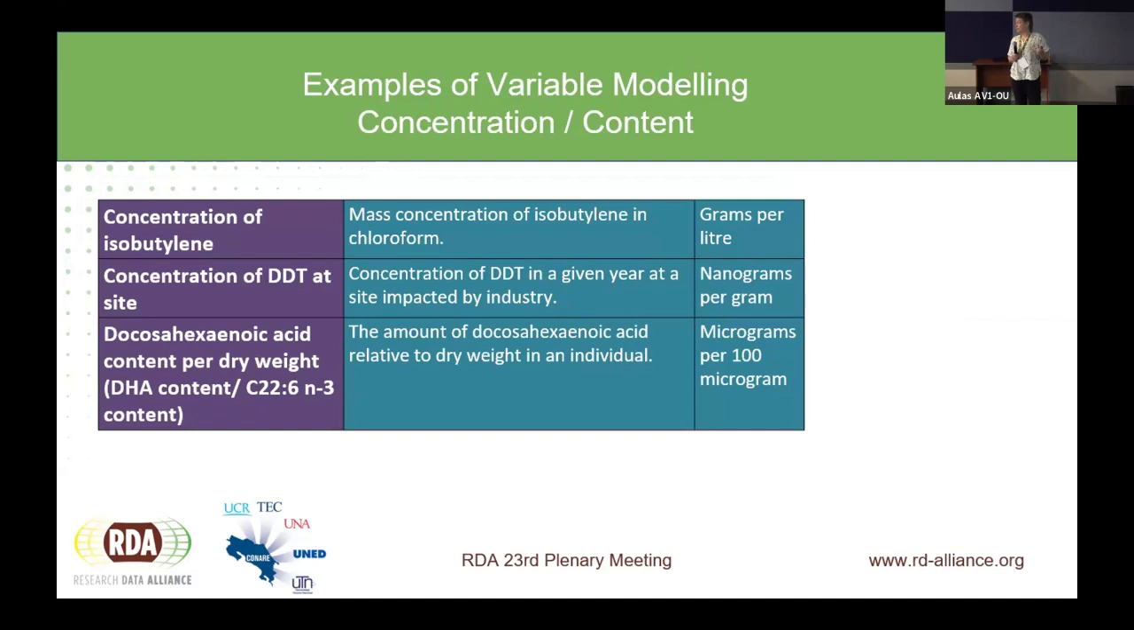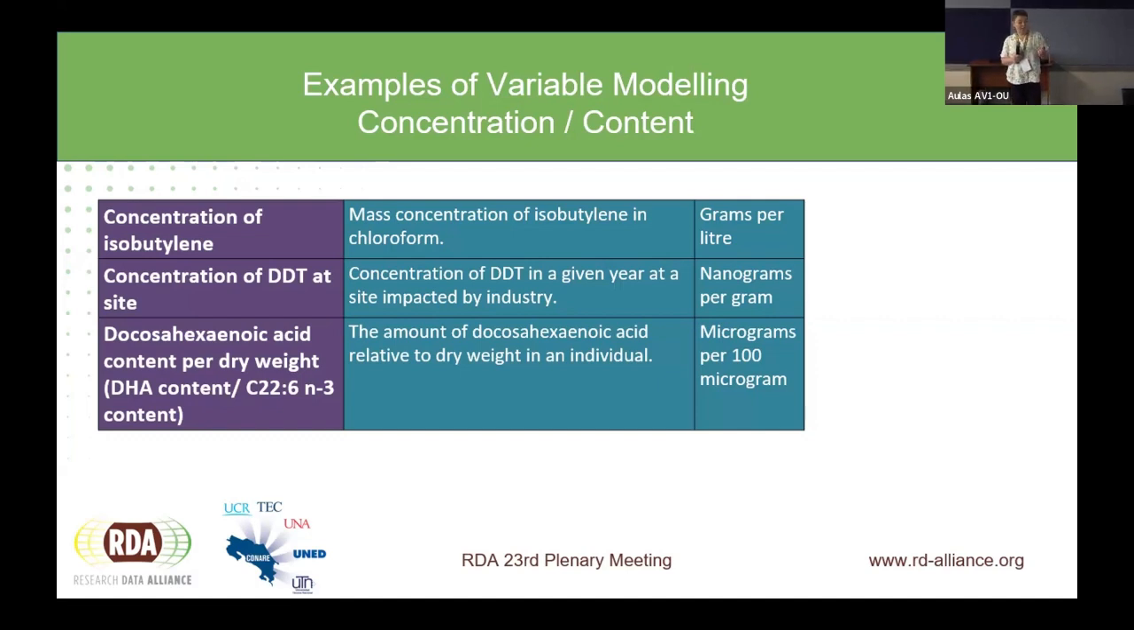Another example is about concentration and content. So we had three different types of concentration or content. We had mass concentration of isobutylene in chloroform. We had concentration of DDT in a given year at a site impacted by industry. And we had the amount of docosahexaenoic acid relative to dry weight in an individual. I must stress that those are the definitions or the descriptions we were given. So we just had to work with that, as all the participants in the challenge had to.